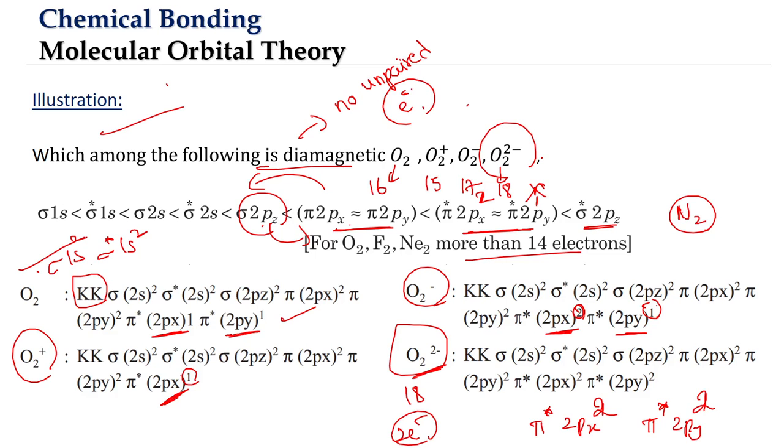And you know what we call this ion? We call it the peroxide ion. So O2 2 minus is the peroxide ion. The peroxide ion will have diamagnetic nature. Why? Because it has got no unpaired electrons.